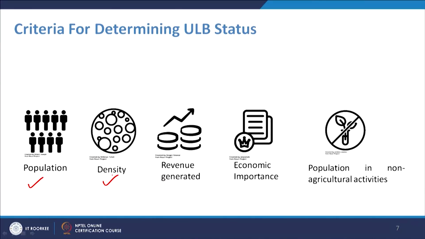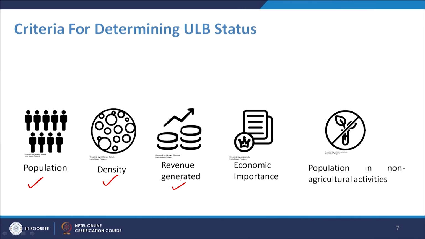In the first day we discussed the population density. Population density is a very important factor, which is also mandated by the constitutional amendment. Another is the revenue generated: whether that particular settlement can generate the revenues required to execute its urban functions. For example, whether they have the minimum revenues to execute basic urban functions like solid waste management, etc.